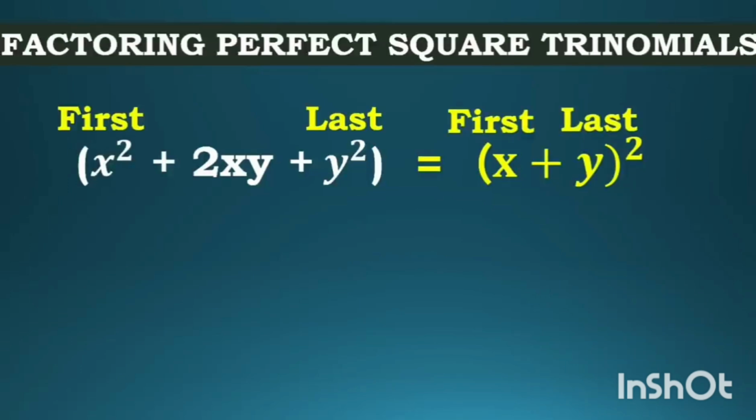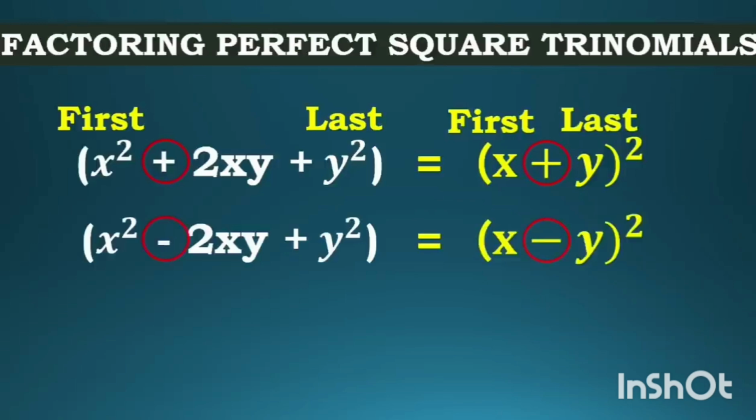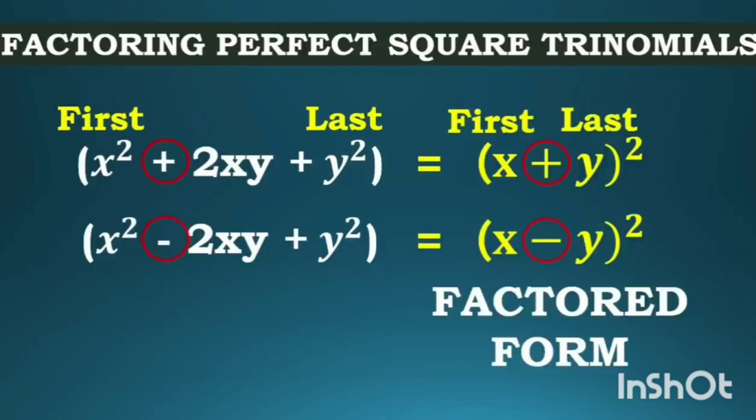Now take note, kapag ang trinomial natin o ang perfect square trinomial natin ay x squared plus 2xy, kapag ang middle term natin ay positive, then yung resulting factor niya is positive din. Okay? Pero kapag yan ay negative, yung middle term natin, the resulting factor is negative din, or minus. Okay? So this is now our factored form. So again, x squared plus 2xy plus y squared, pag yan ang given natin na perfect square trinomial, the factored form is the square of x plus y. And then if it's x squared minus 2xy plus y squared, the factored form is x minus y squared, or the square of x minus y.